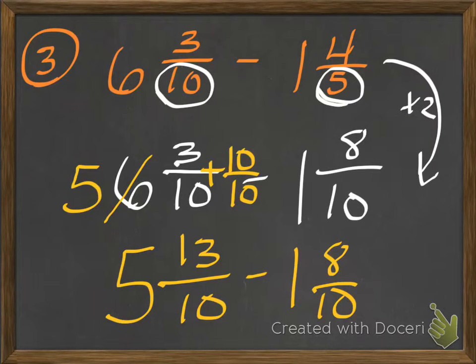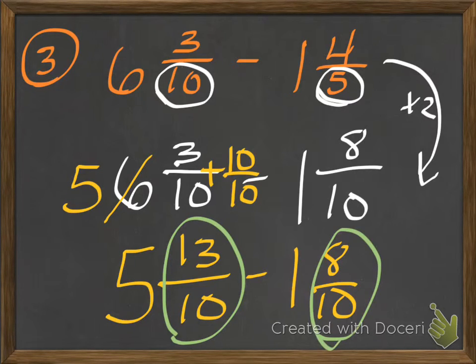So now I have 5 13/10 minus 1 8/10. Now I can subtract, because I'm going to subtract the fractions first. I can subtract 13 minus 8, that equals 5. The denominator stays the same. And then 5 minus 1 is 4. So now I have 4 5/10.